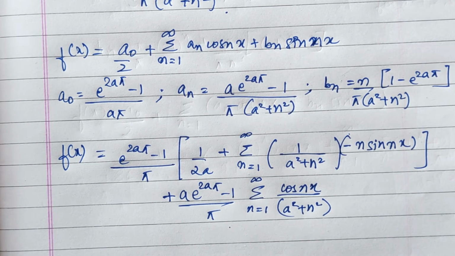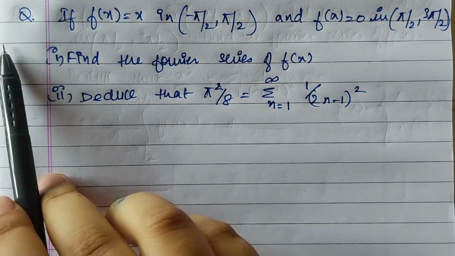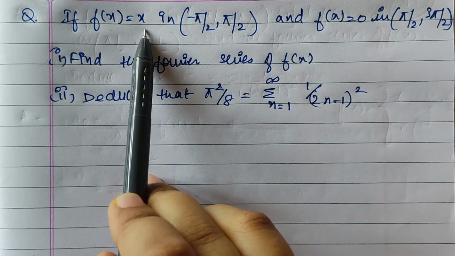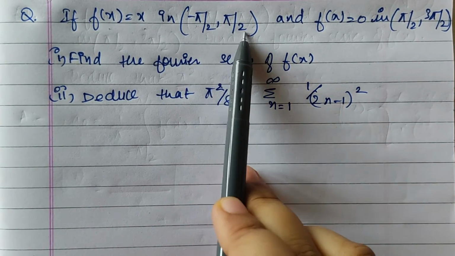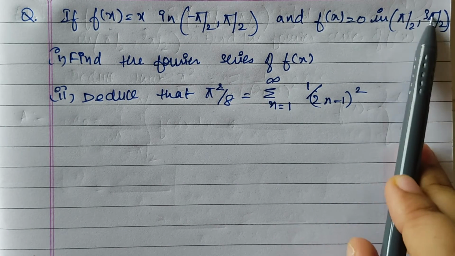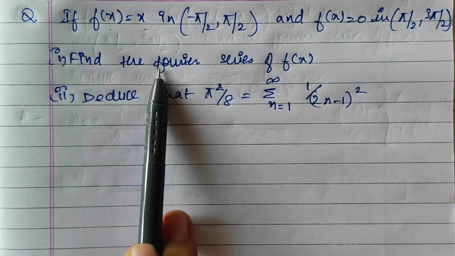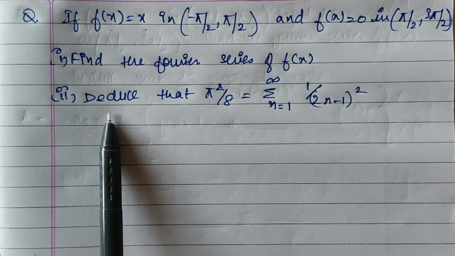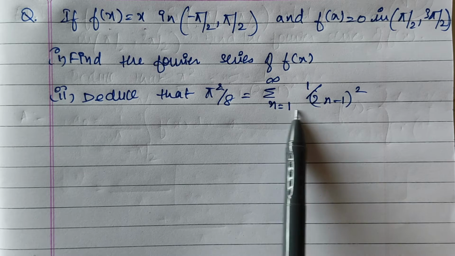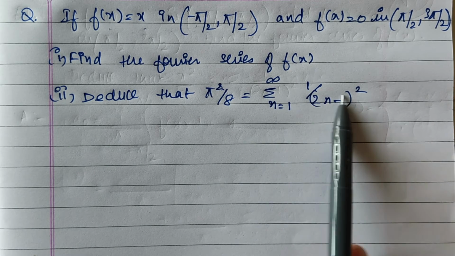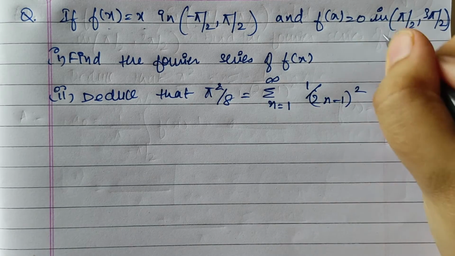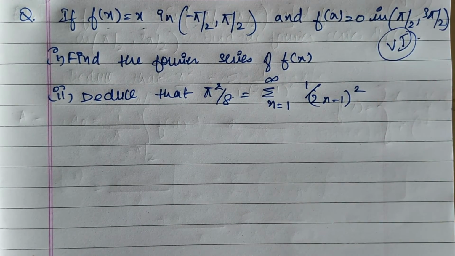No problem. Let us now solve question number 4 under Euler's theorem. If f of x is equal to x in the interval minus pi by 2 to pi by 2 and f of x is equal to 0 in interval pi by 2 to 3 pi by 2, find the Fourier series of f of x and deduce that pi square by 8 is equal to summation of n is equal to 1 to infinity 1 divided by 2n minus 1 the whole square. This is a very important type of question, very frequently asked in our papers.